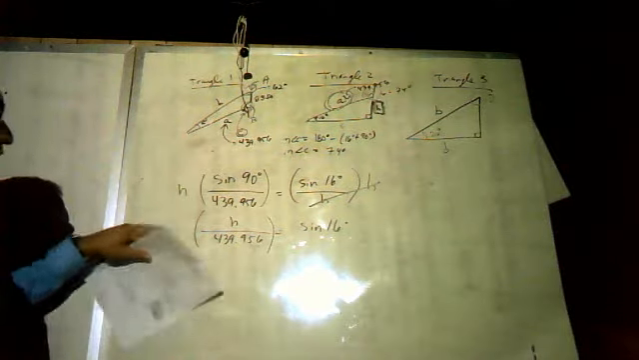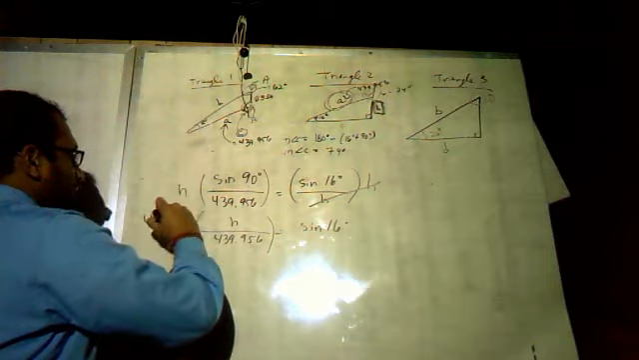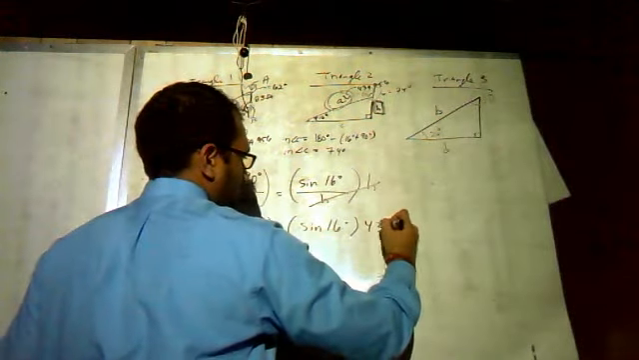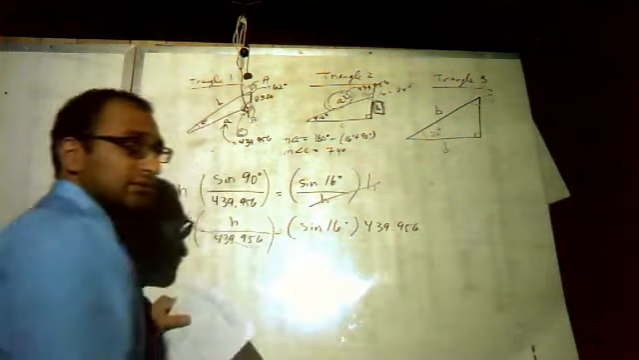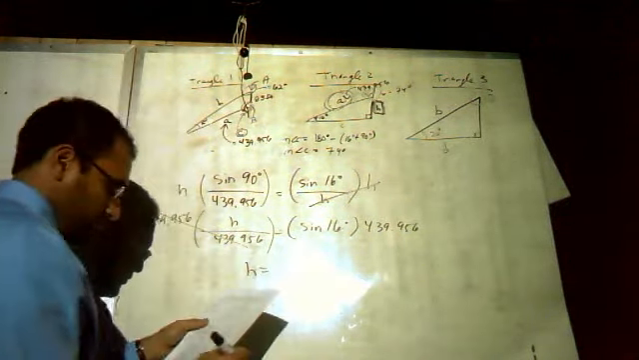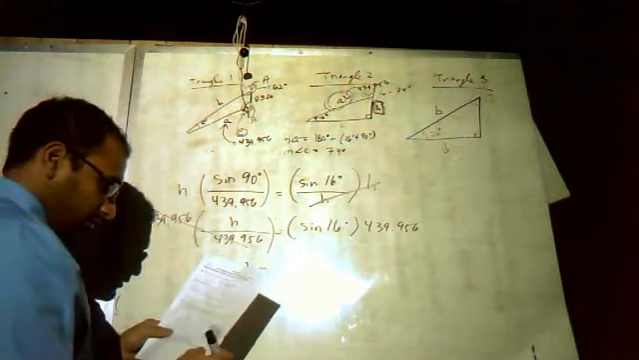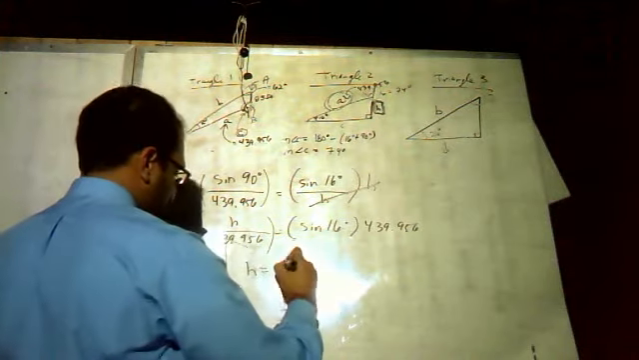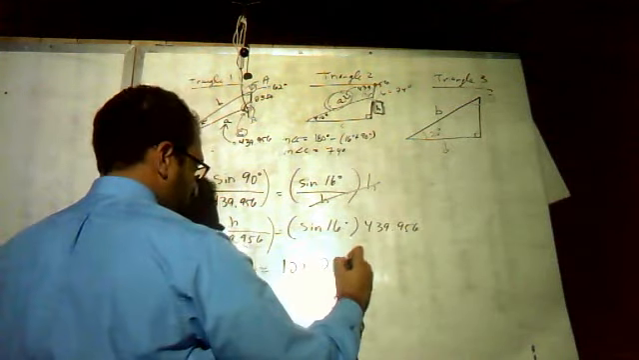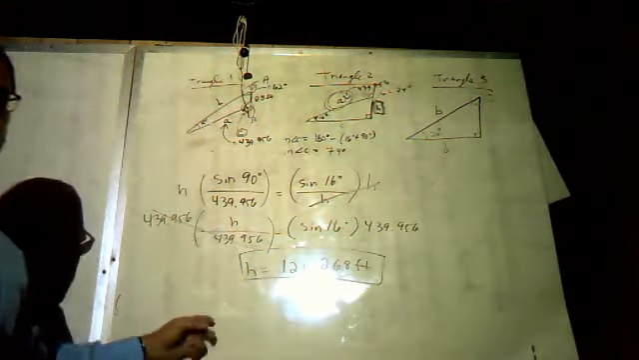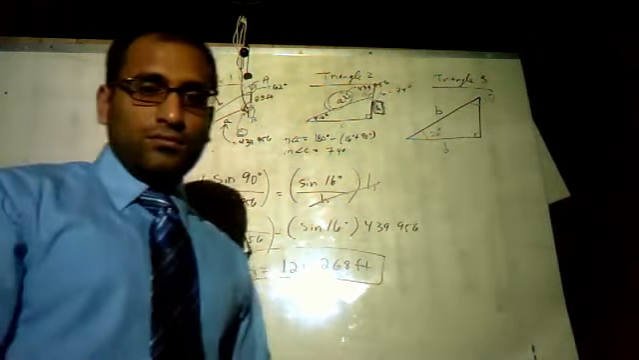To solve for this, all you have to do is multiply by 439.956 on both sides to get rid of your denominator. Then you have h is equal to the sine of 16 degrees times 439.956, which gives you 121.268 feet, which is the height of your building. And you solved your problem. That's the end of your review. Good luck.